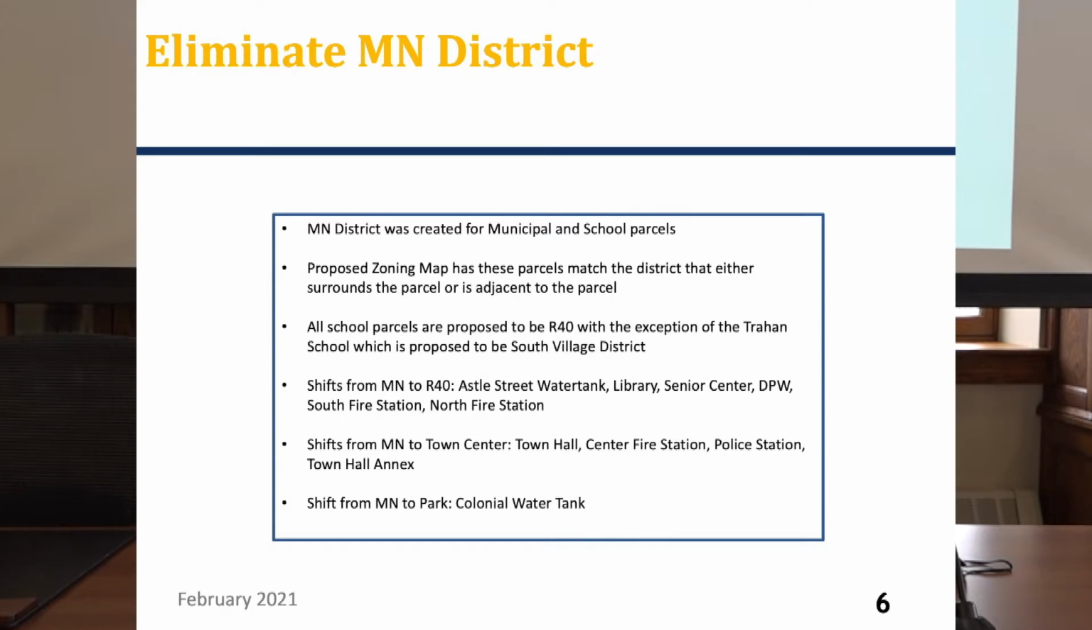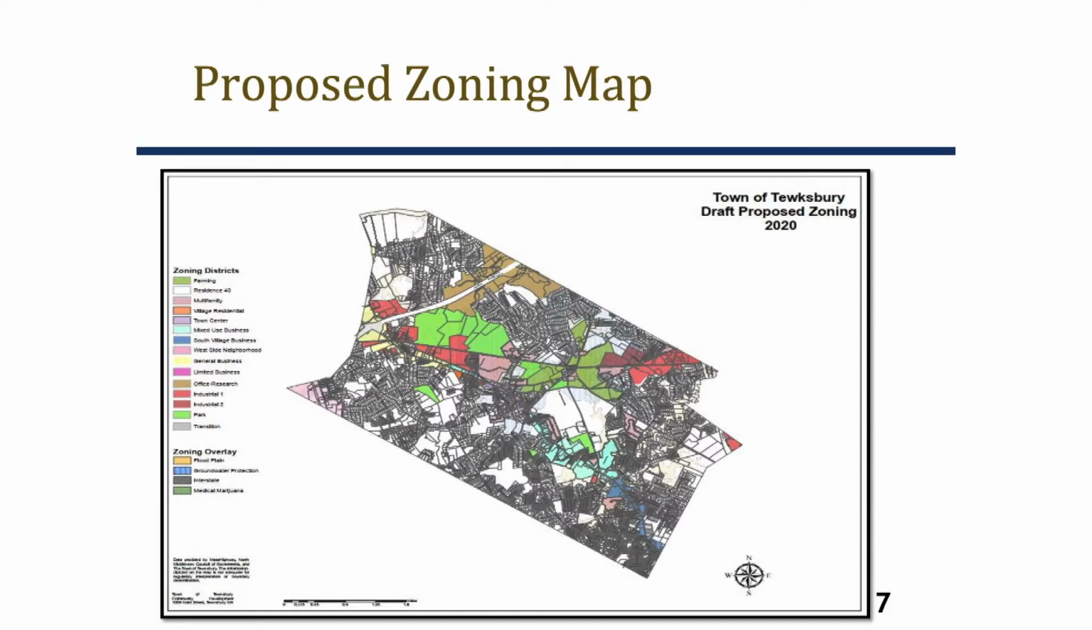Shifts from the municipal to the town center district would include the town hall, center fire station, police station, and town hall annex. And then there was one parcel, which is the Colonial water tank, which shifts from the municipal district to the park district. Now we'll take a brief walkthrough or tour of the proposed zoning districts on the new map and point out all of the areas where the changes will occur.